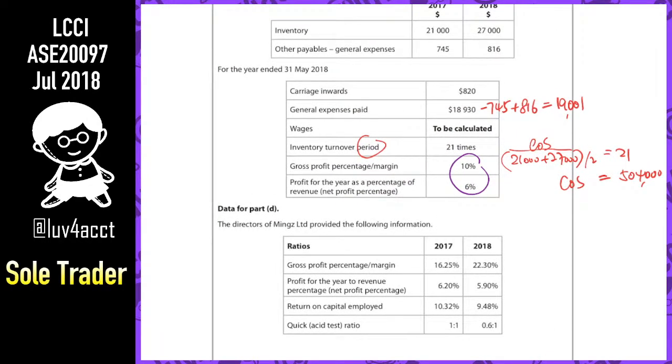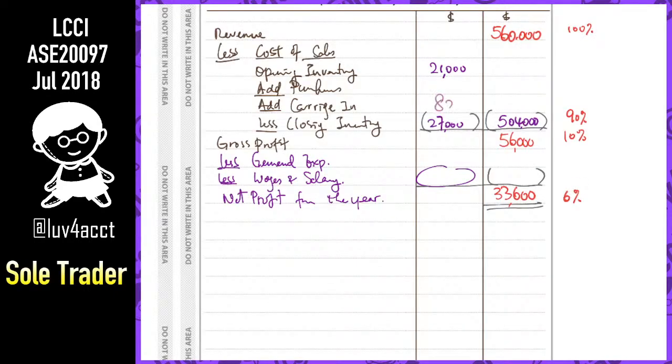From the question, carriage in 820, and then general expenses 19,001. So carriage in 820, general expenses 19,001. So with cost of sales, we can find purchases being 509,180.